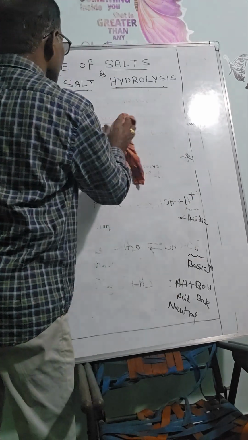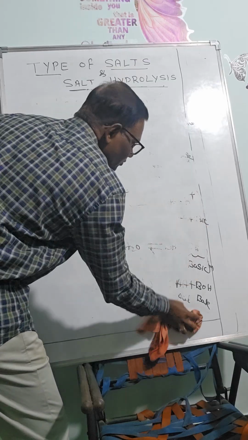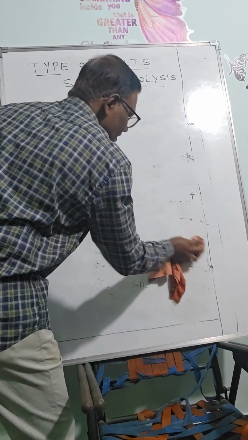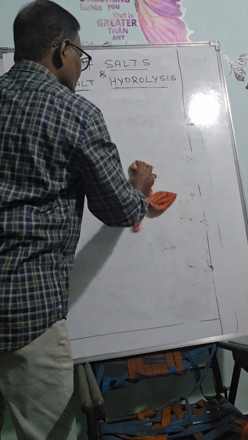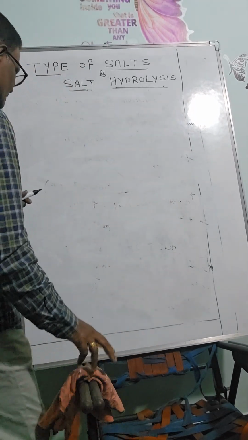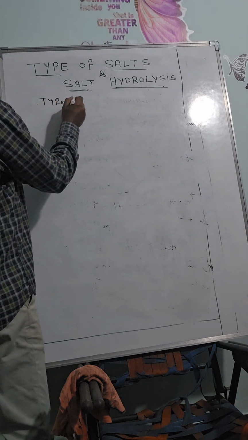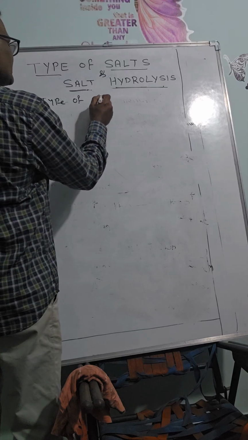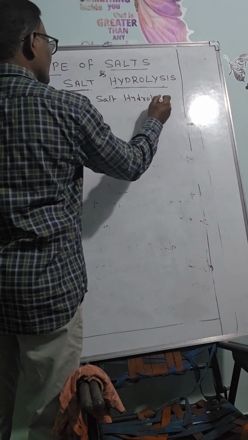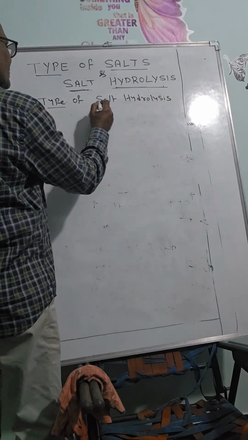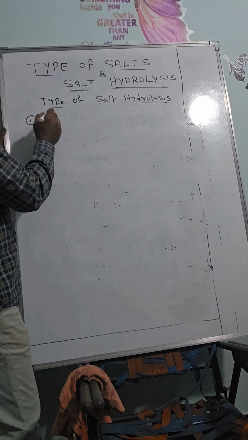Now, children, salt hydrolysis is again classified into 4 types of salt hydrolysis. The types of salt hydrolysis, children.